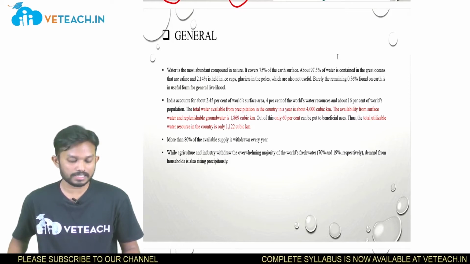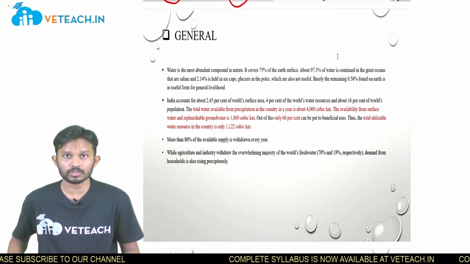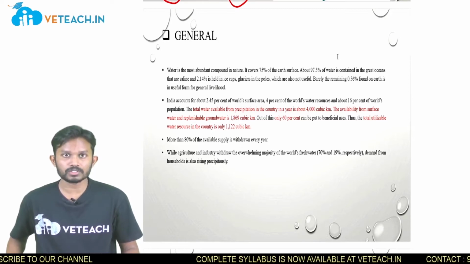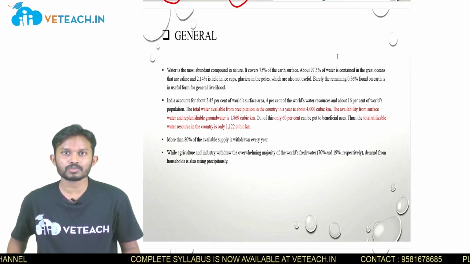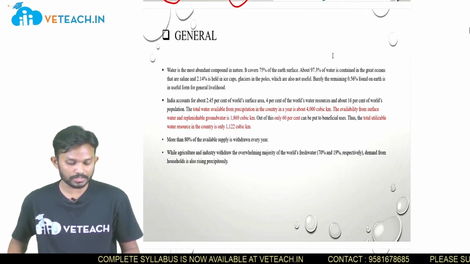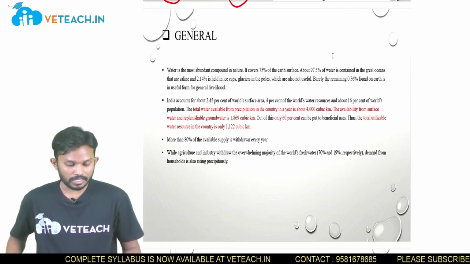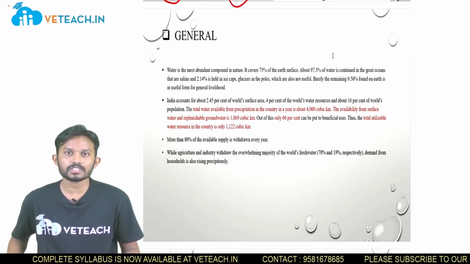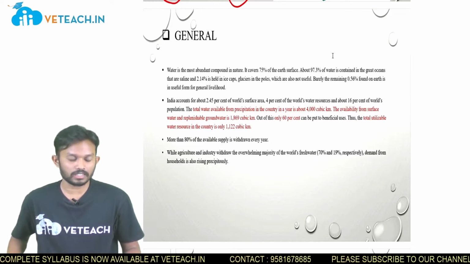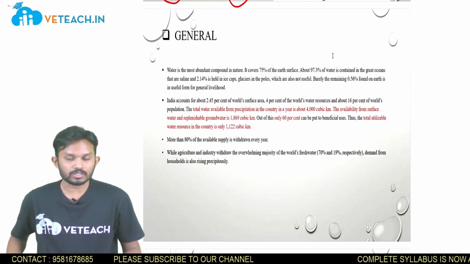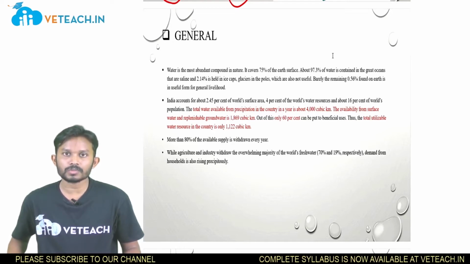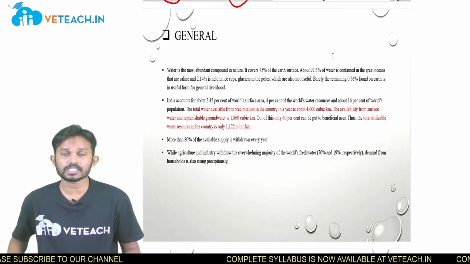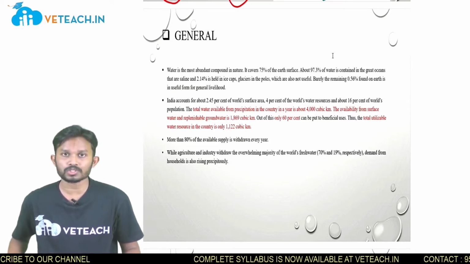Coming to the Indian context, we are drawing 2.45% of the world's water distribution. That means from the overall percentage available in the world, we are drawing only 2.45%. And from this, more than 80% of the water supply is drawn by only agriculture and industry, which withdraw an overwhelming majority of this percentage.